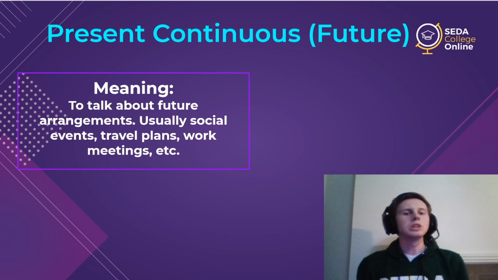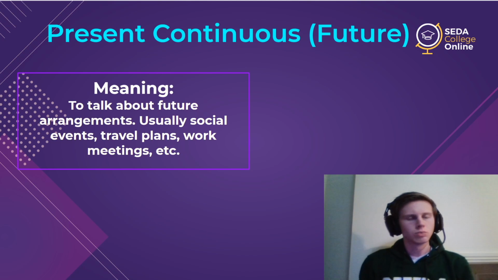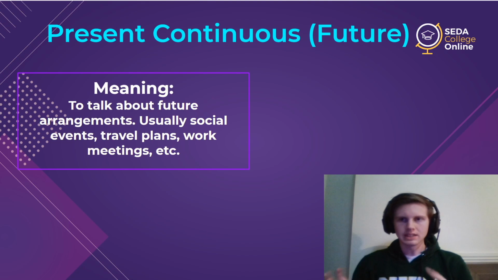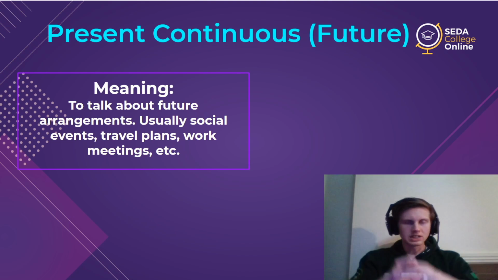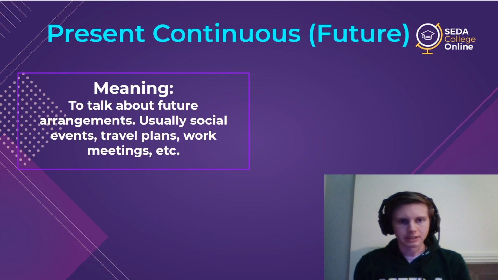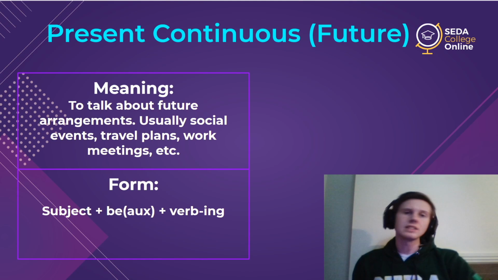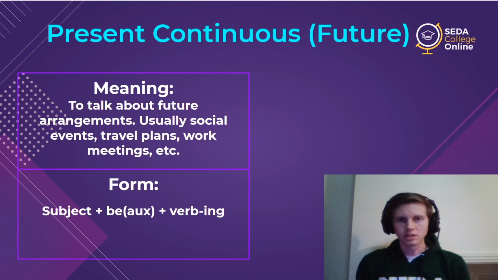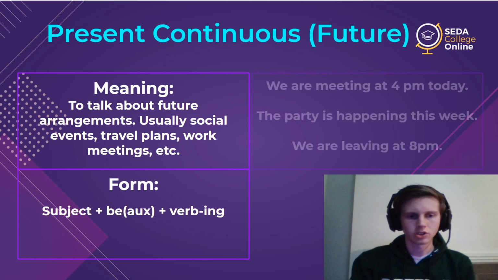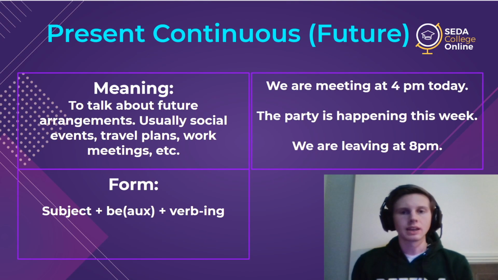So now we use the present continuous to talk about future arrangements. And these are usually social events, travel plans, work meetings, these kinds of ideas where people are coming together to do something. And the way we make it is the exact same as the present continuous. Subject, be auxiliary, and verb-ing. So exact same rules, exact same structure. So let's look at some examples.